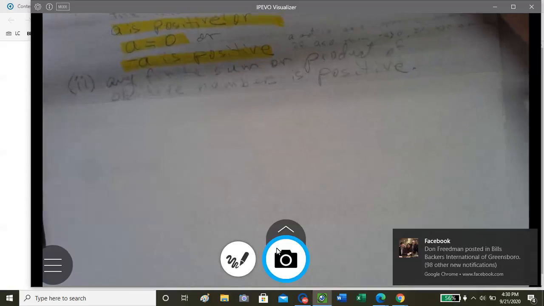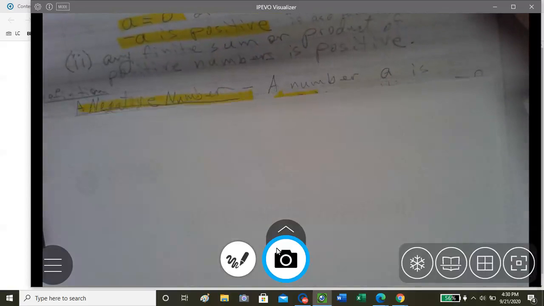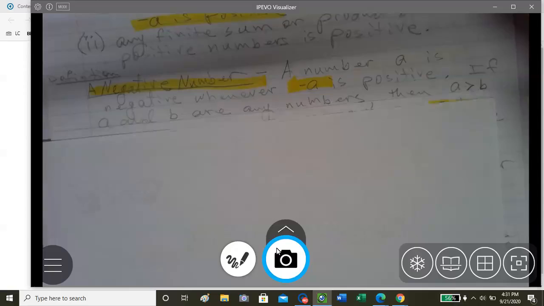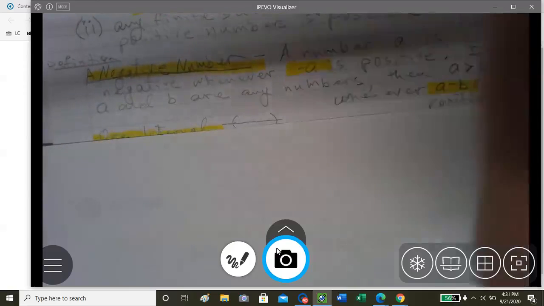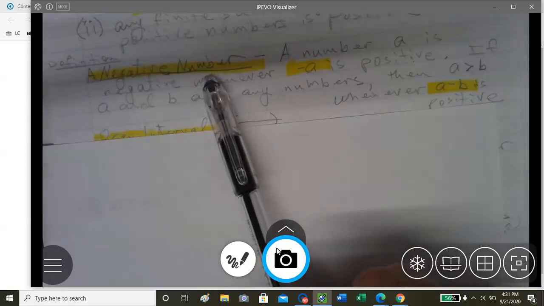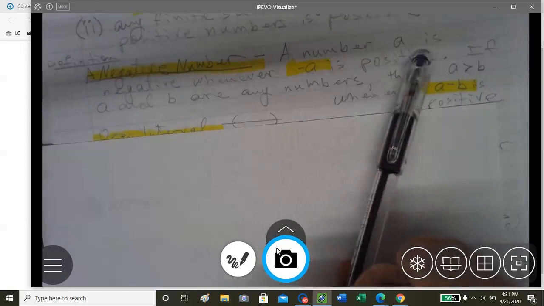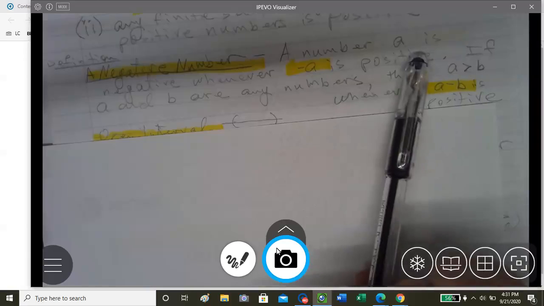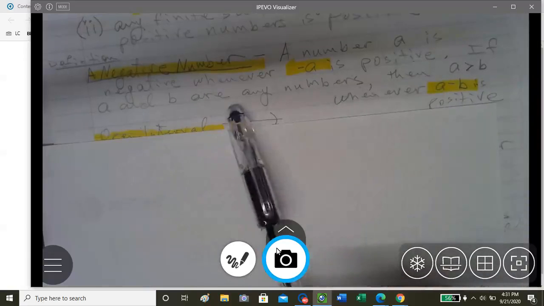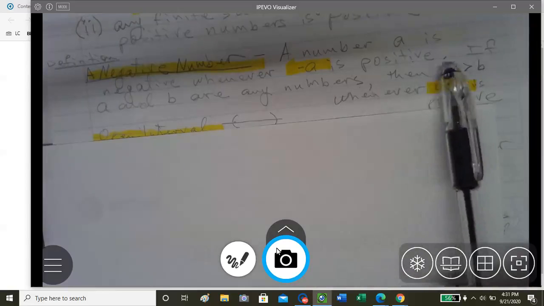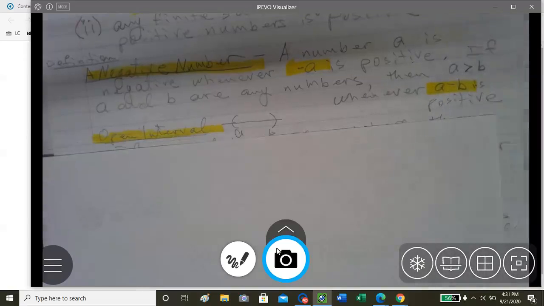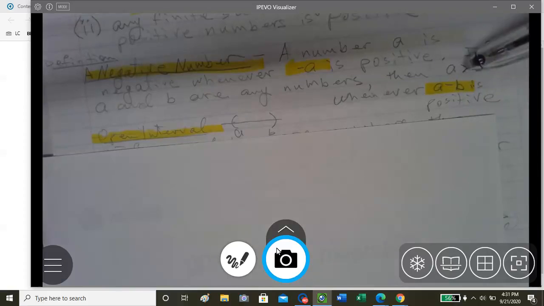So any product of positive or any sum of positive numbers is positive. Okay, definition. A negative number. So a number a is negative when negative a is positive, again because they're opposites. If a and b are any numbers, then a is greater than b whenever a minus b is positive. So if a minus b is positive, then a has to be greater than b.